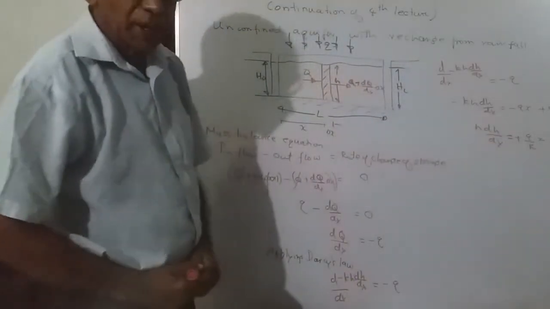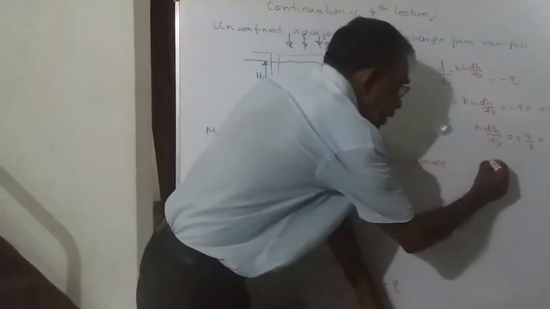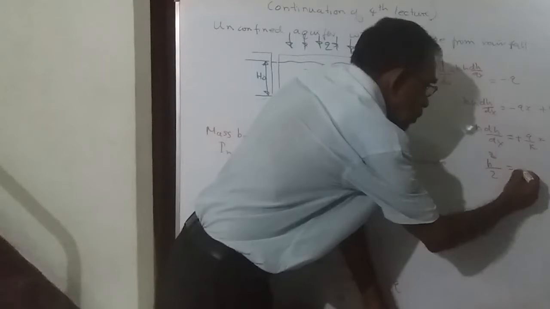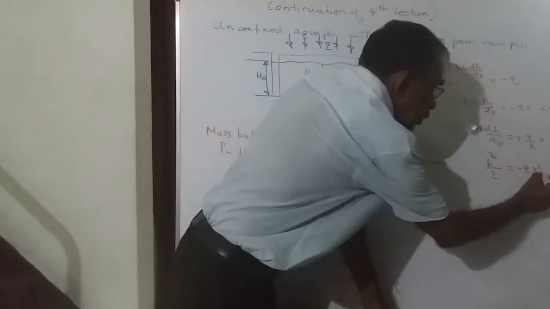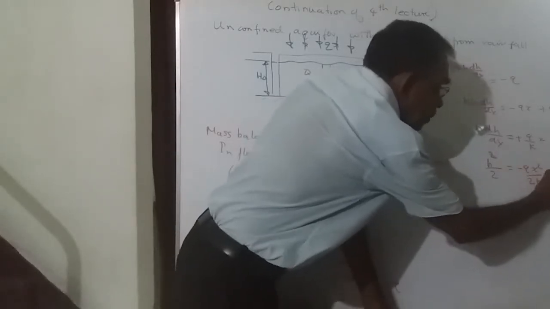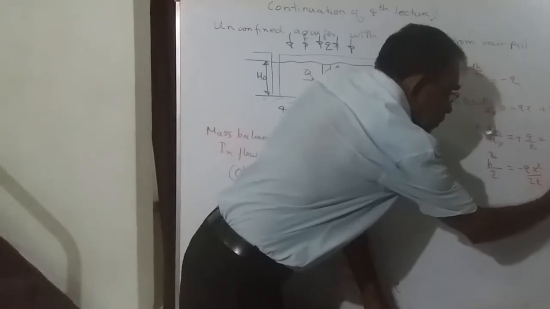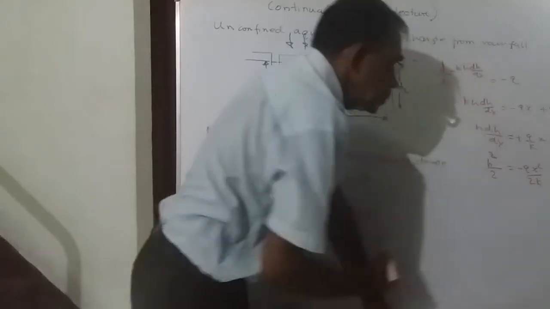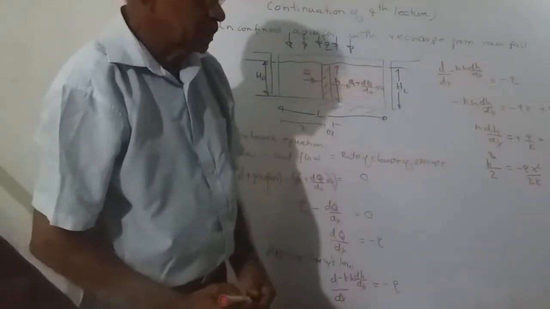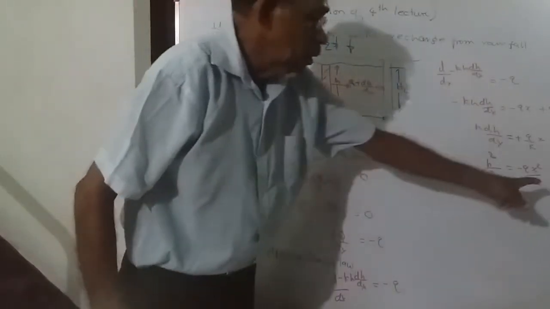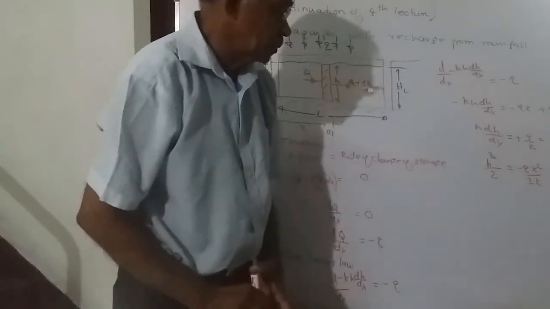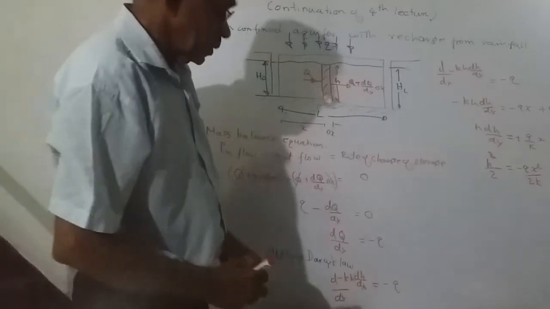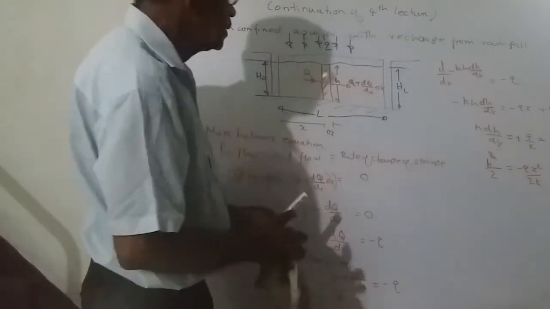Now integrate again. It becomes h squared divided by 2 is equal to minus q x squared divided by 2k plus c1 x plus c2. That is the general equation. But the general equation has two constants, c1 and c2. We will find these two constants now using boundary conditions.